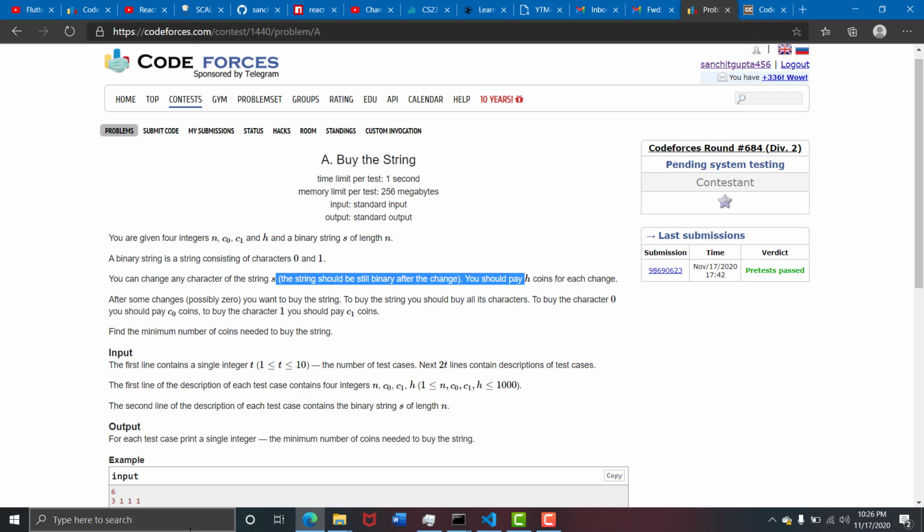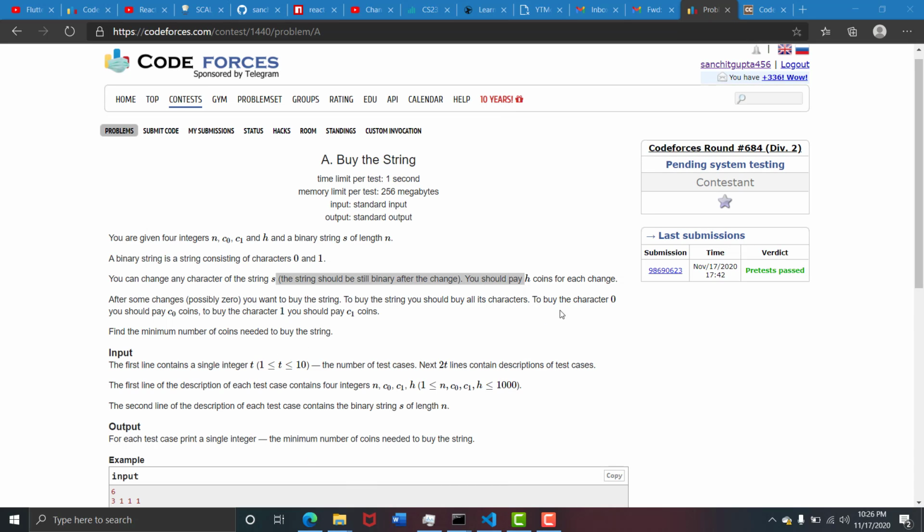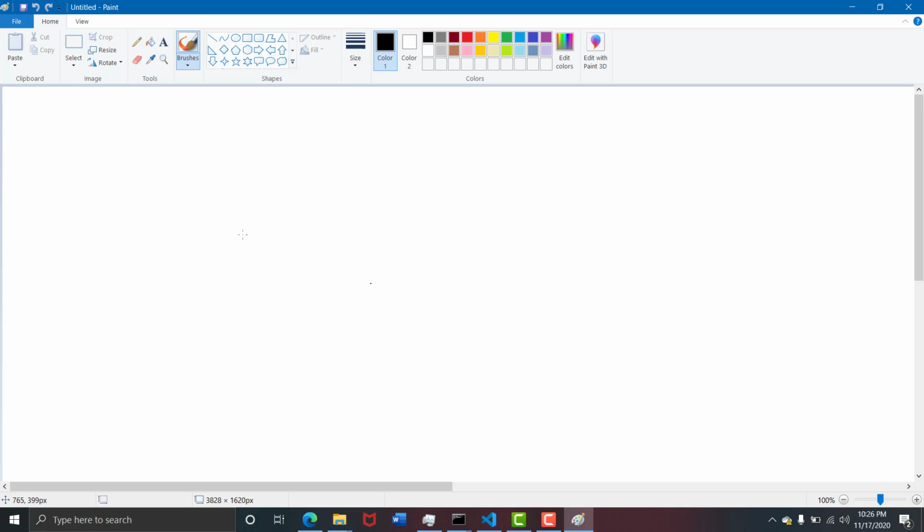So essentially, I will show you what you need to do. I will put my code in the description. This is a very easy problem. You just need to count the number of ones, and count the number of zeros, then have the cost of ones and the cost of zeros.